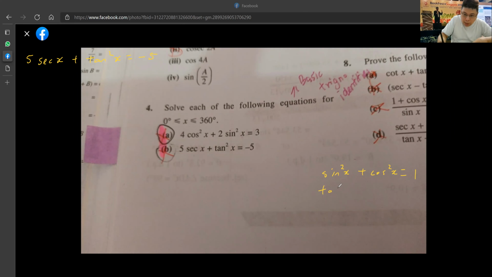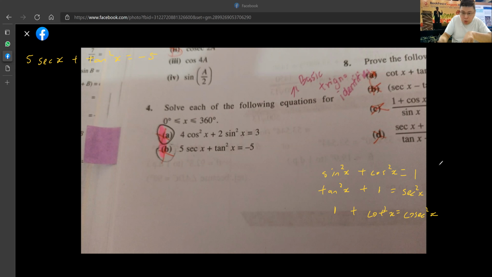And your tangent square x plus 1 is secant square x. And also your 1 plus cotangent square x is cosecant square x. So these are the three trigonometric identities you need to be aware of. These three trigonometric identities are not that hard to derive, and I did show it in my videos, so you can take a look at it. So, okay, let's go back to the question.